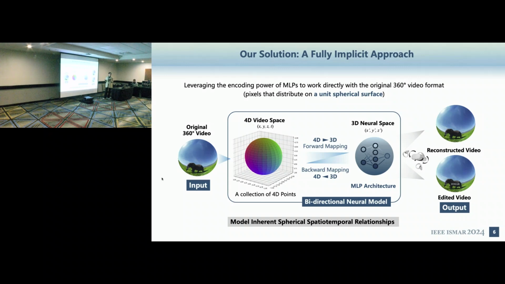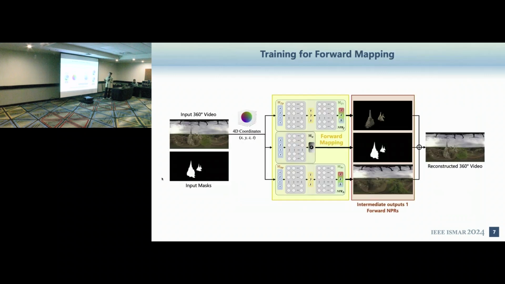Our method has two key steps. At first, we learn a model that can encode the spatial temporal relationships based on the assumption of a unit spherical surface.